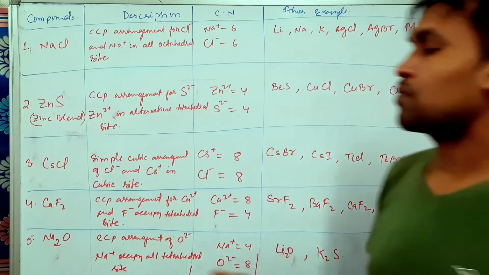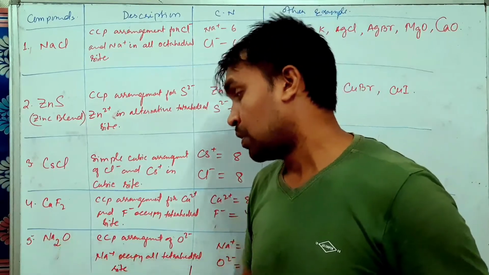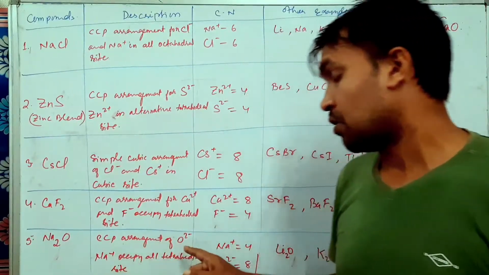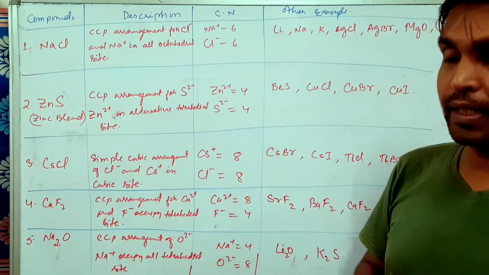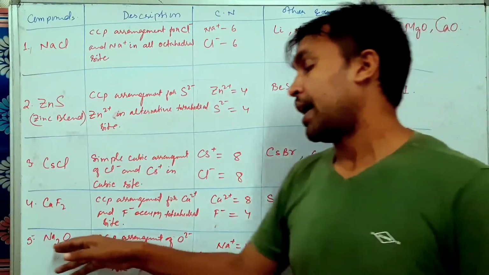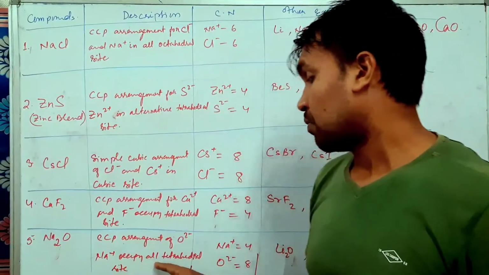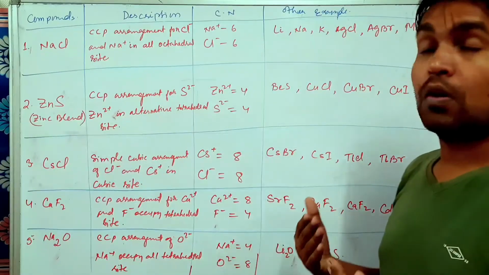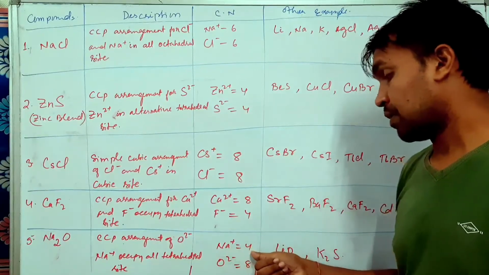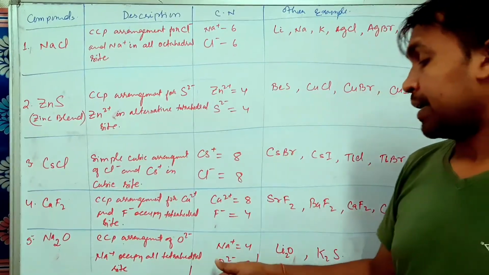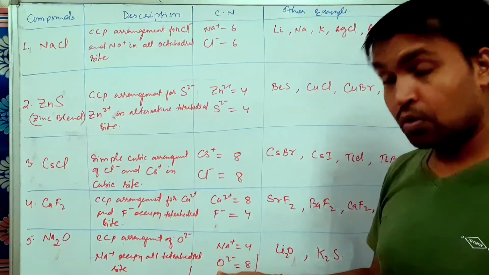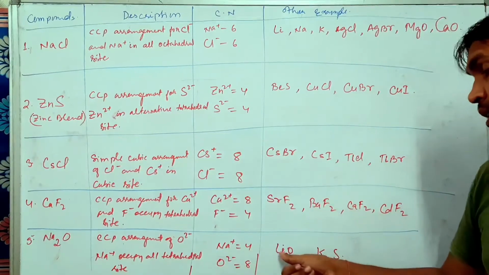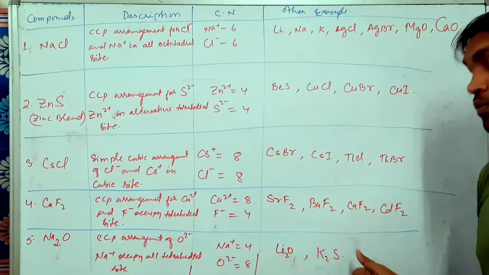Okay, the last one is what? Na2O. In Na2O, you will see that O2 negative has a CCP arrangement, and Na positive occupies the tetrahedral sites. Next, what is the coordination number? Na positive coordination number here will be 4, and O2 negative coordination number will be 8. Similar examples are Li2O, K2S.